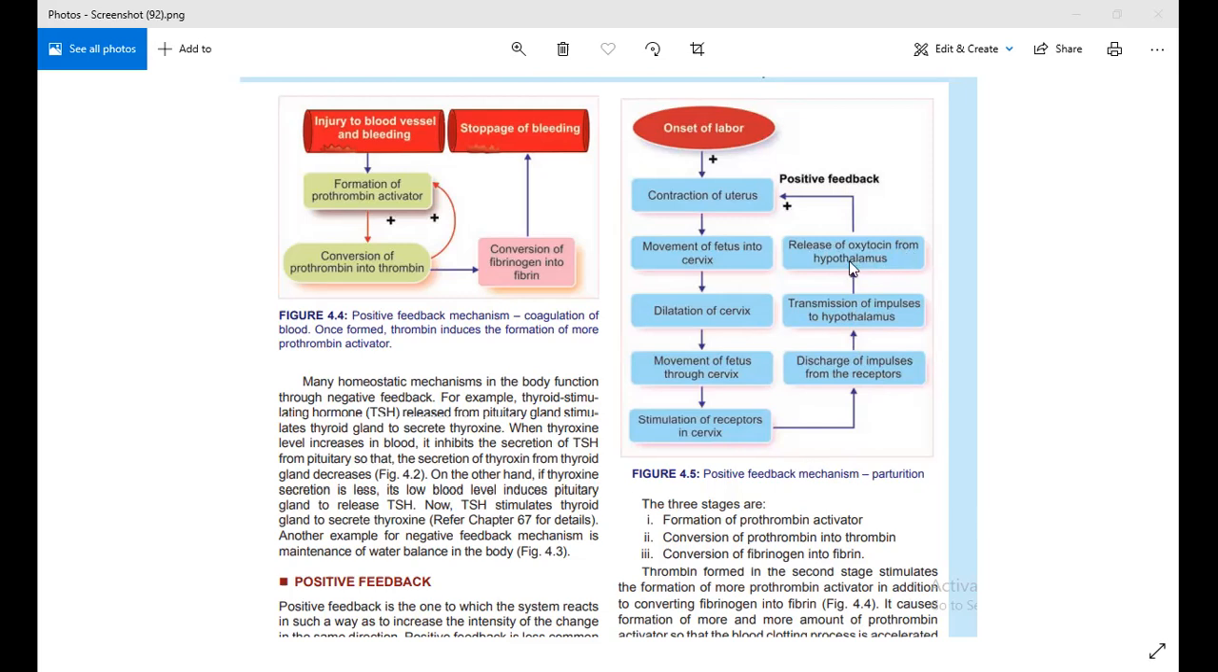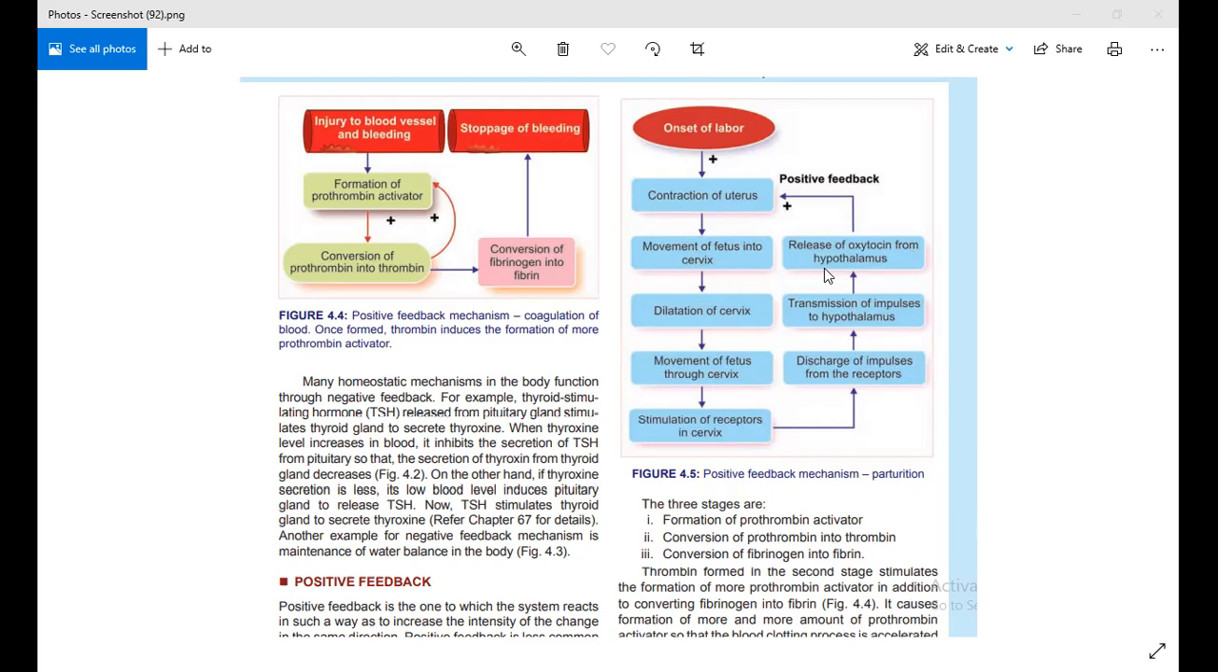Now, the hypothalamus produces oxytocin, but the oxytocin is stored in the posterior pituitary gland. I told you that there are two hormones from the posterior pituitary gland. They are antidiuretic hormone and oxytocin. Don't forget, they are produced in the hypothalamus, but they are stored in the posterior pituitary gland. So all of this process keeps stimulating each other until the release of oxytocin from the hypothalamus.